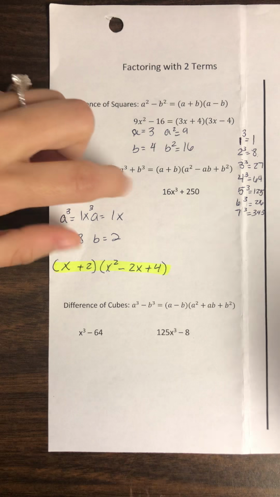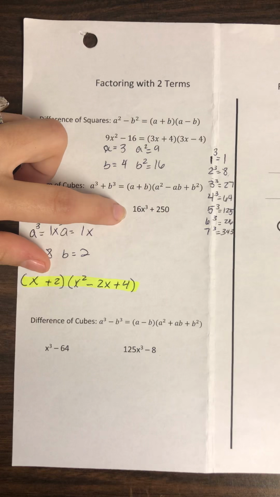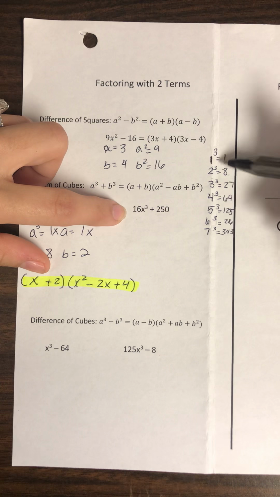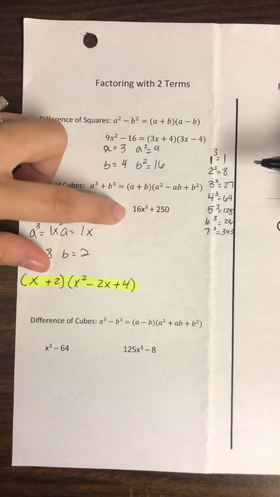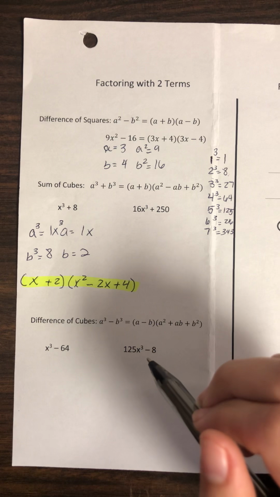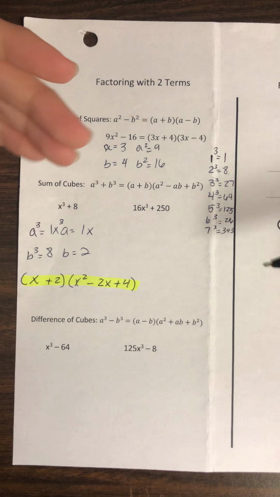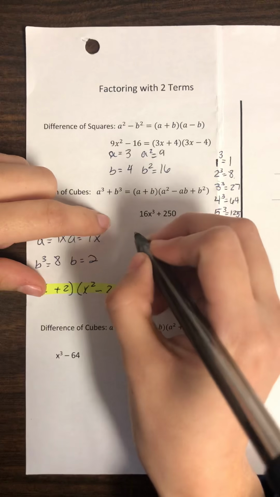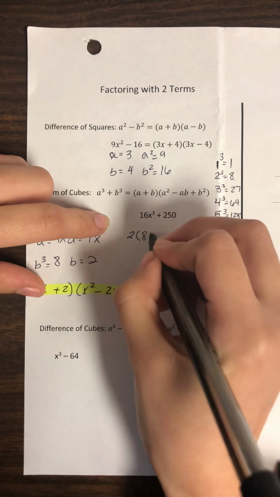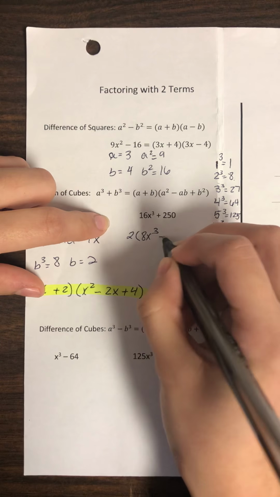All right, let's take a look at the next one right here. 16x cubed plus 250. Now, as you can see, 16 and 250 are nowhere in this equation. So let's factor out, like what we did yesterday, we factored out something they have in common. Pretty simple thing we could do is factor out a 2. They're both divisible by 2, right? So if I were to factor out a 2, 16 divided by 2 is 8, and 250 divided by 2 is 125.